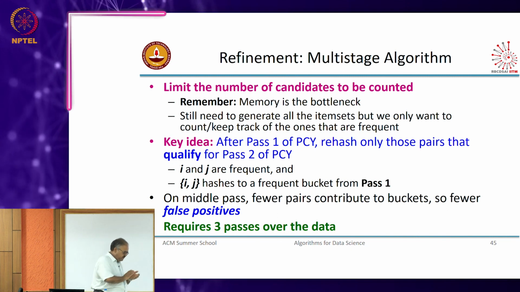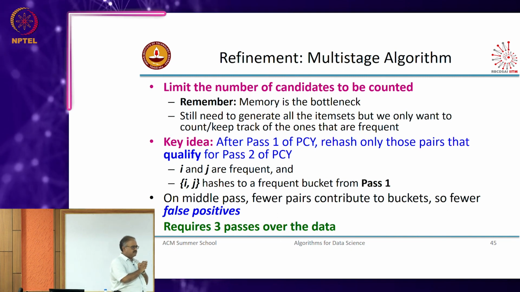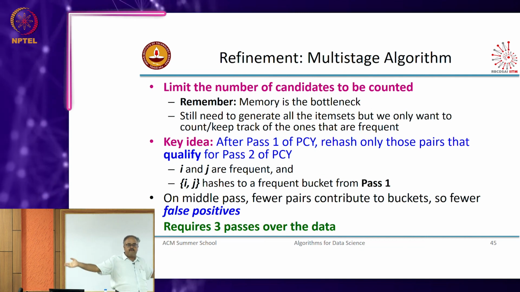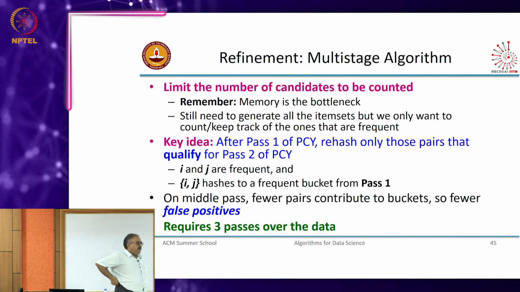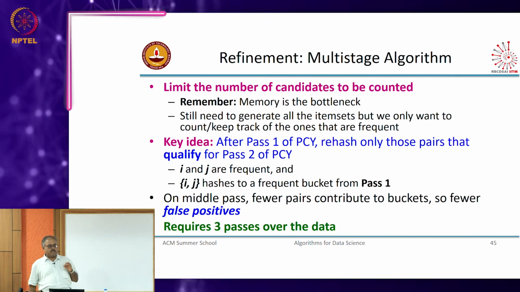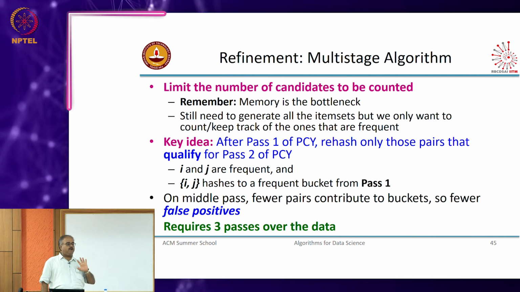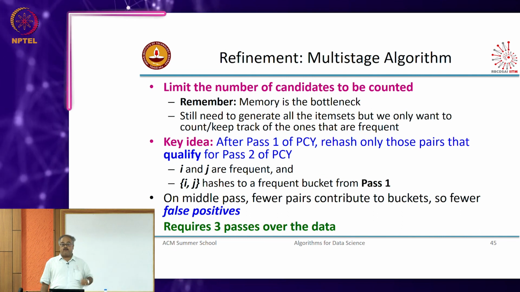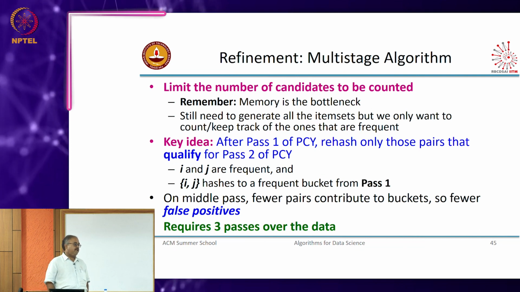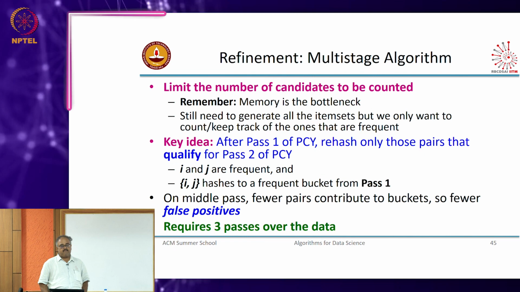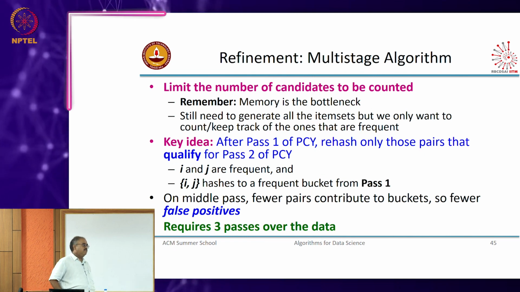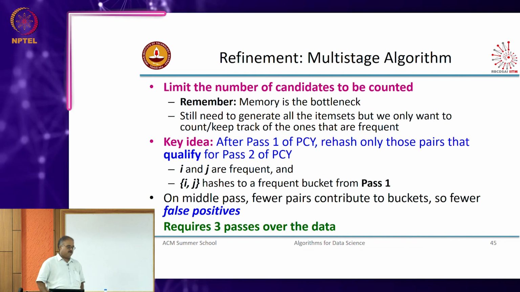If you remember, we started doing all of this because memory is a bottleneck, and we are not able to keep track of a large number of pairs. We try to reduce the number of pairs. In this particular approach, we are going to trade off the number of passes that we do versus the peak memory requirement.